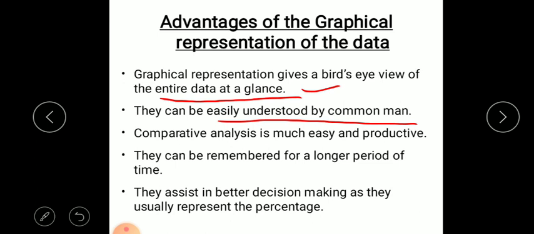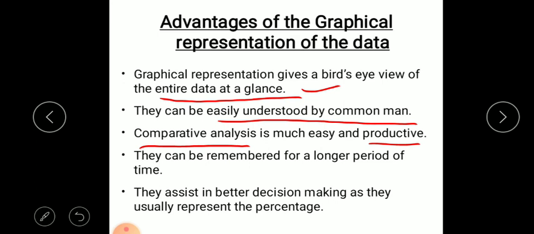The third important advantage of graphical representation of data is that it makes comparative analysis of data very easy, and hence your work becomes very productive. You can compare different items or different categories or different variables along each other, especially when you are using a simple bar graph. It becomes very easy to compare, for example, last year's production in a factory versus this year's production in a factory, or the monthly income of a person and the monthly expenditure of the same person. Comparison becomes very easy, and hence your work becomes very productive.